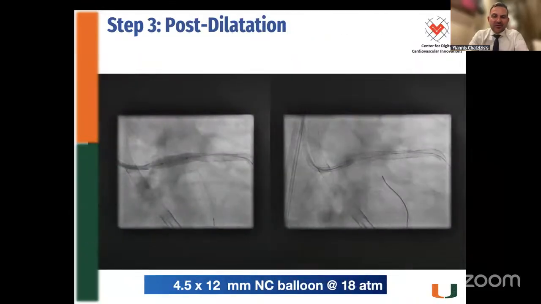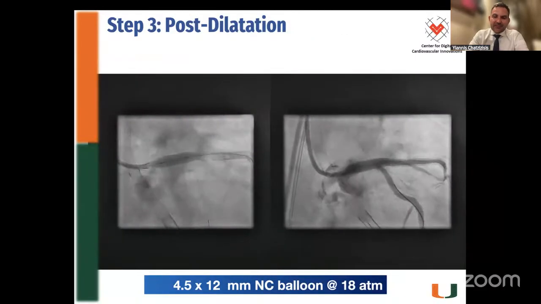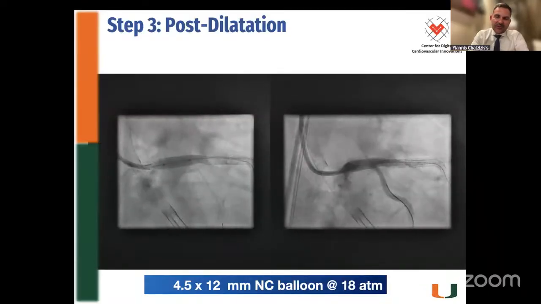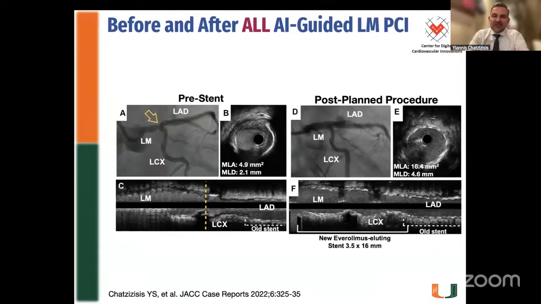And then finally, post-dilatation with a 4.5 balloon at 18 atmospheres, as recommended by the AI in the simulations. And you see here the baseline before stent. And we see here the all simulation AI-guided planned left main PCI with the result angiographically looking great, and the almost ×3 increase of the diseased left main from 4.9 to 16.4.